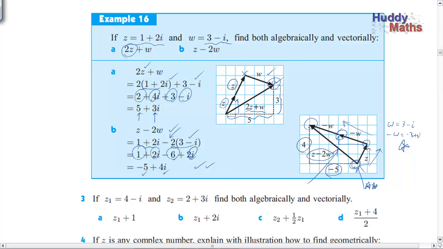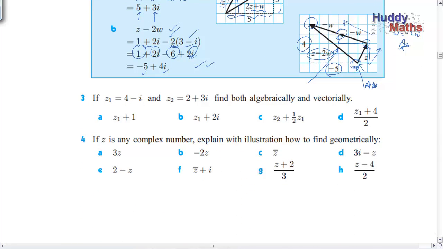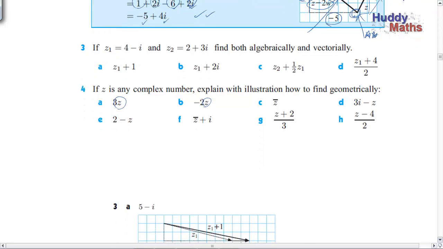Let's come down now, have a look at question 4. And down below, if you want to toggle forward, are the solutions, of course. Okay. Explain with illustration how to find geometrically those complex numbers there. And of course, when you've got all these Z's here, you're just going to let it be A plus Bi, if you like. A in the X, or the real direction, and B in the Y, or the imaginary direction. Come down and look at the solutions now.